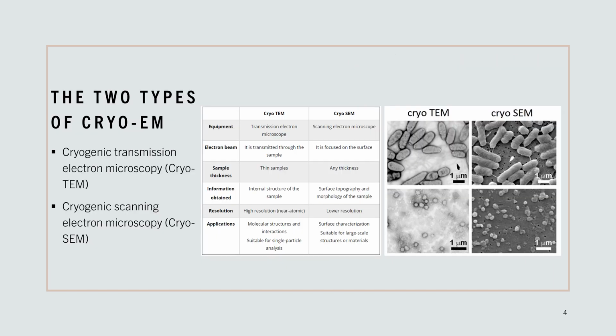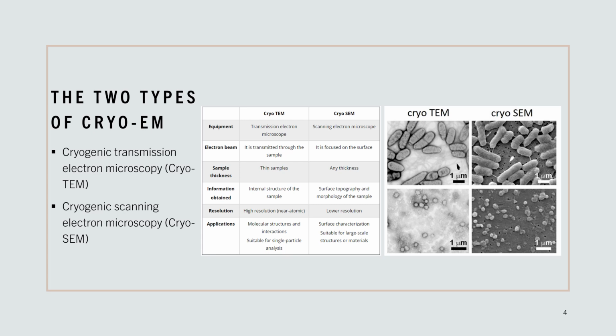There are two types of cryo-EM, and they are both used for different things. Cryogenic transmission electron microscopy, or cryo-TEM, is used to look at the internal structure of the sample, and it uses a transmission electron microscope to do this. The sample is hit with a beam, and the interaction with the electrons results in scattering and absorption. There is a projection of the image onto a detector, and the sample is tilted to capture multiple angles so a 3D image can be generated. This method is used for single particle analysis and can show molecular structures and interactions.